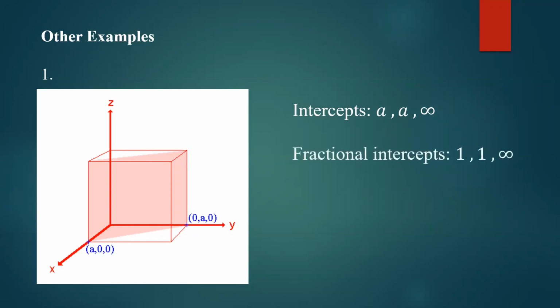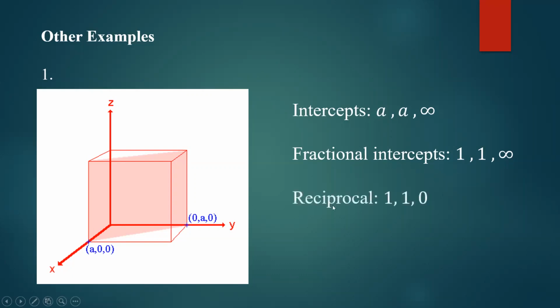Now take the fractional intercepts, so you take the multiples corresponding to them. You will get 1, 1, infinity. They are the fractional intercepts. Intercepts are multiples of A, so you take that multiple. The multiple is 1 here, 1, and infinity. So these are called fractional intercepts.